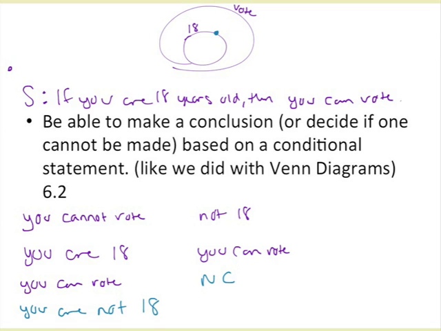If you are not 18, no conclusion. If you're not 18, you're not in the 18 circle, but you might still be in the vote circle, or you might be outside of everything.